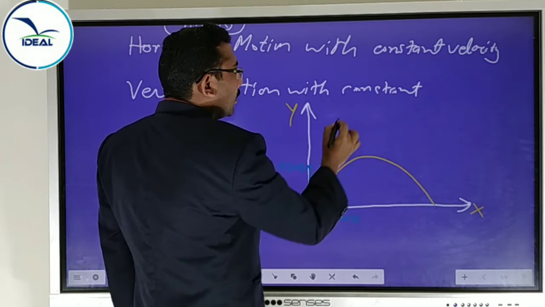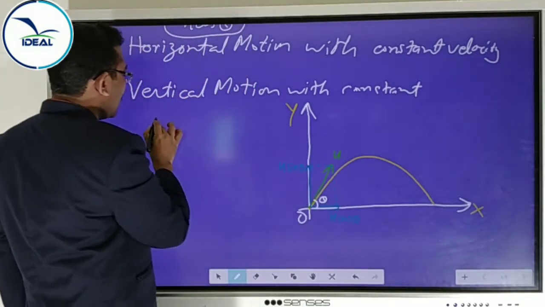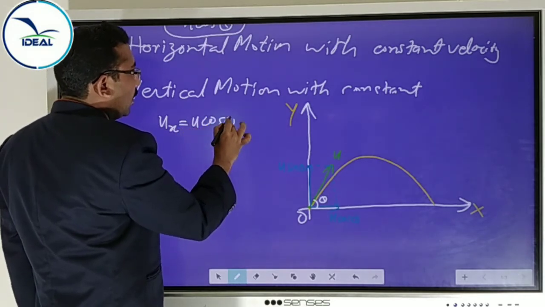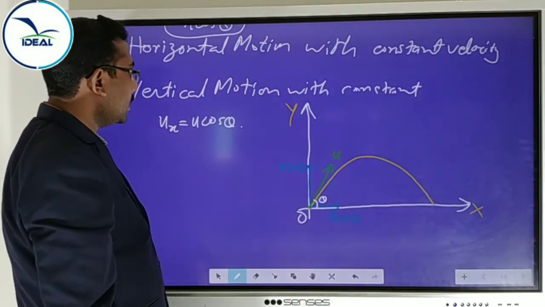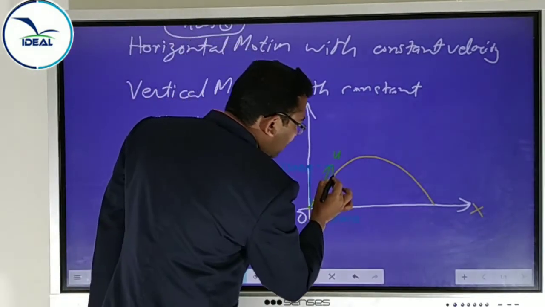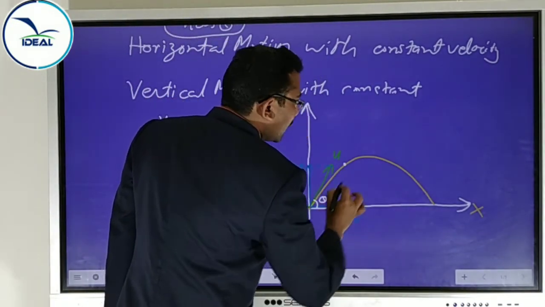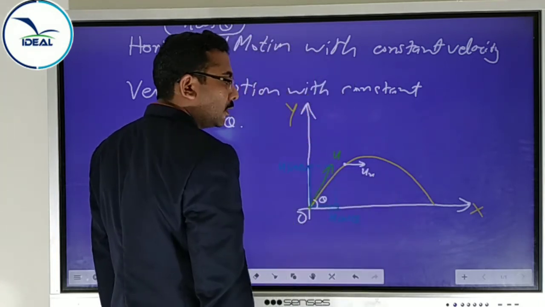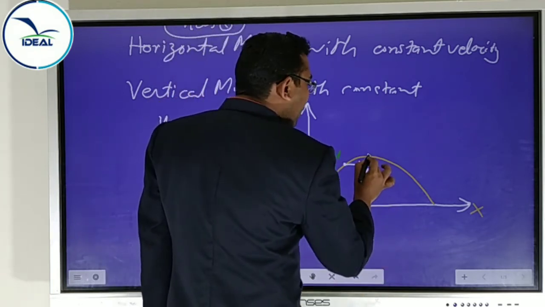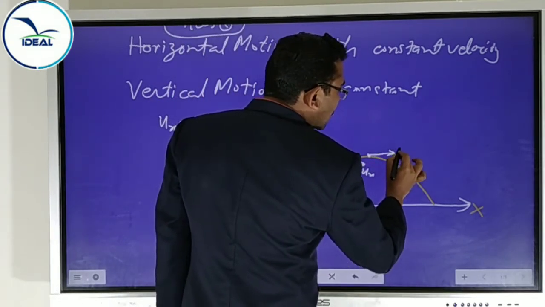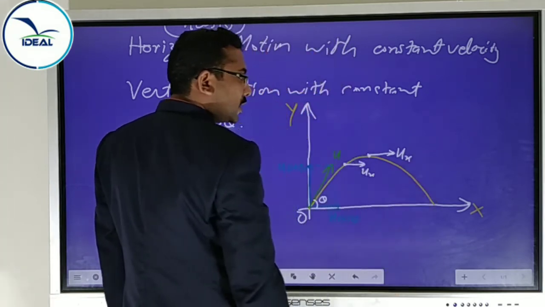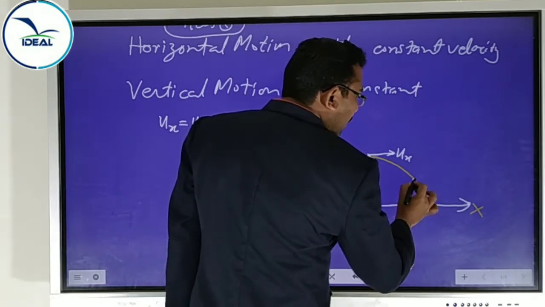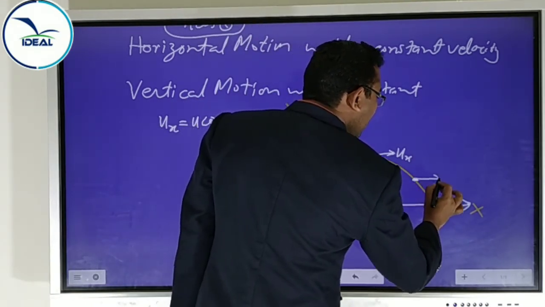Horizontal velocity, we can write horizontal velocity ux. ux is equal to u cos theta. It is constant throughout the motion. Suppose we take a point here, ux is horizontal. If we take a point here, ux is horizontal with a constant magnitude and direction. If we take a point here, then also the horizontal velocity is ux.